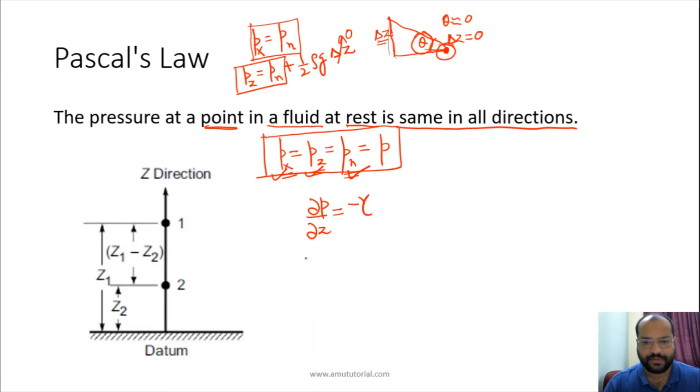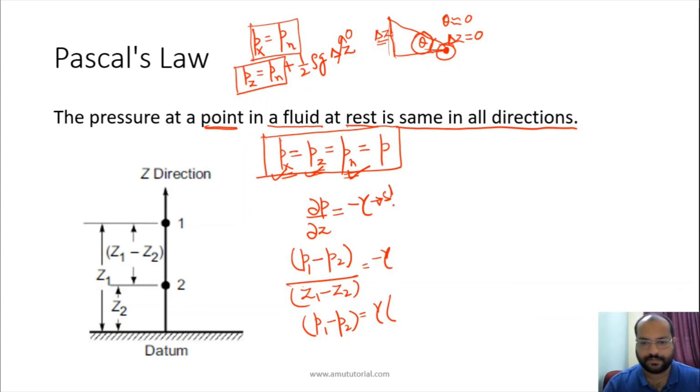So we can also say that p1 minus p2 over z1 minus z2 is equal to minus gamma. This will give us p1 minus p2 equals gamma times, what is gamma? It is the specific weight.